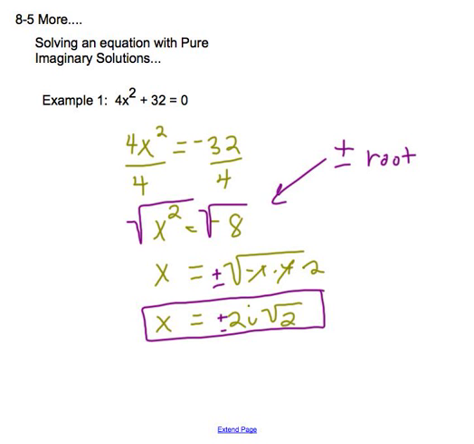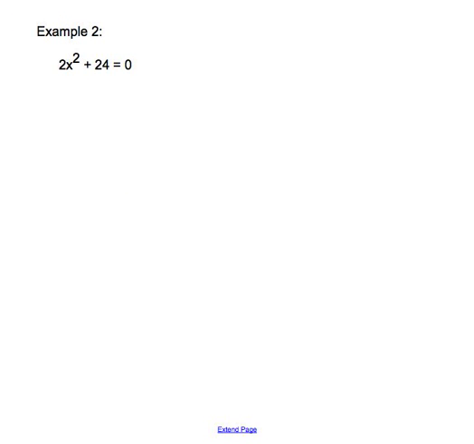So let's try one more. And this one is very similar. Get the x squared by itself. So subtract 24 from both sides. So 2x squared equals negative 24. Divide by 2. And we have our x squared by itself. x squared is equal to negative 12.